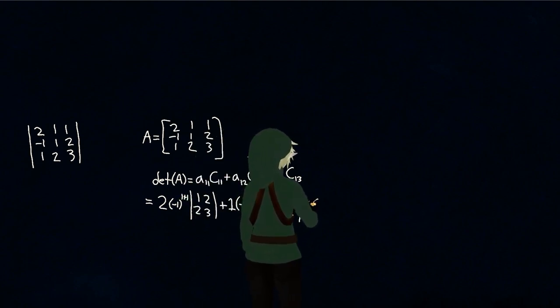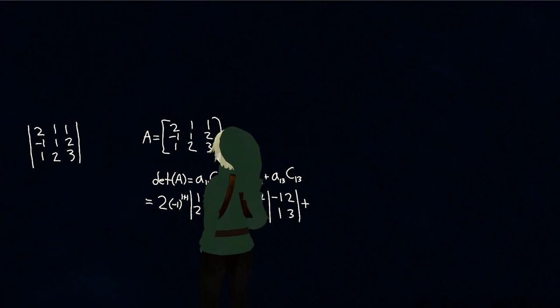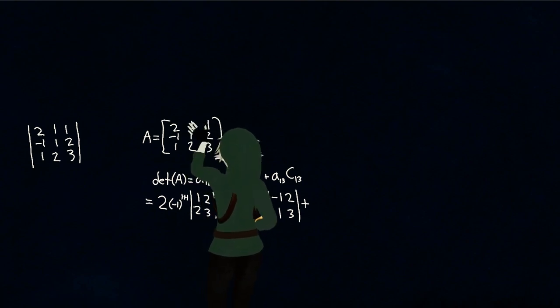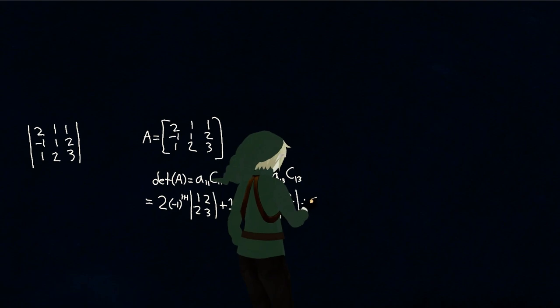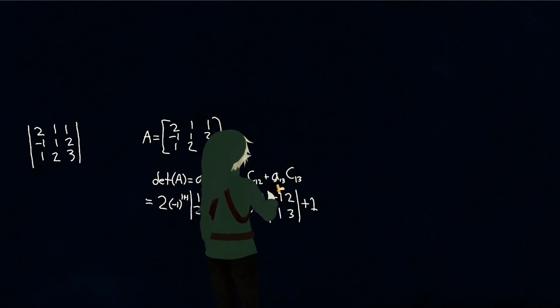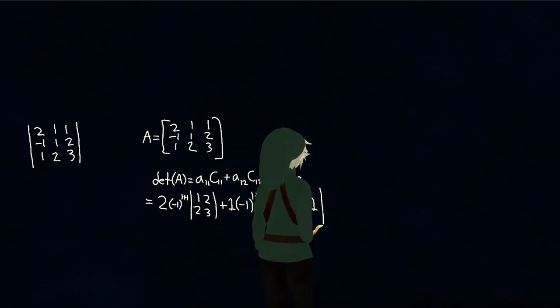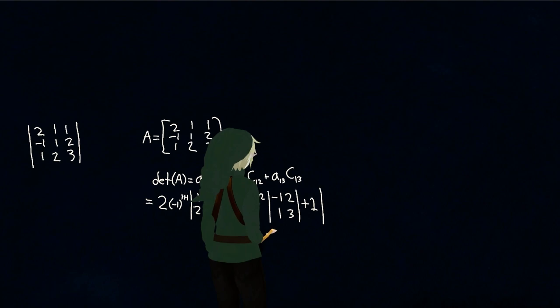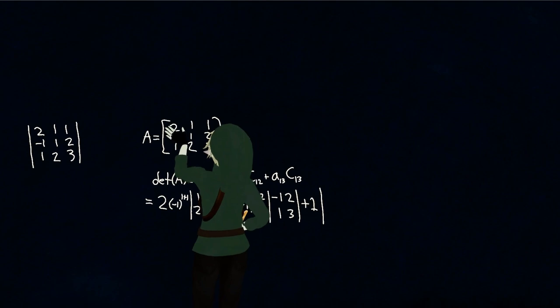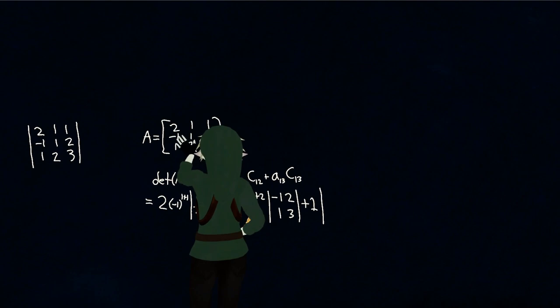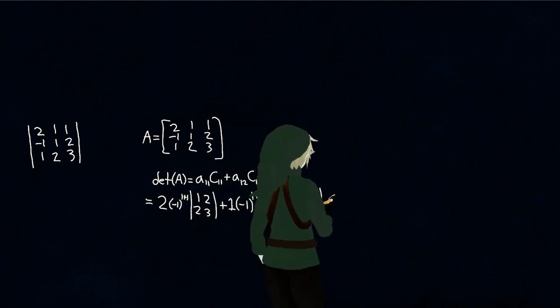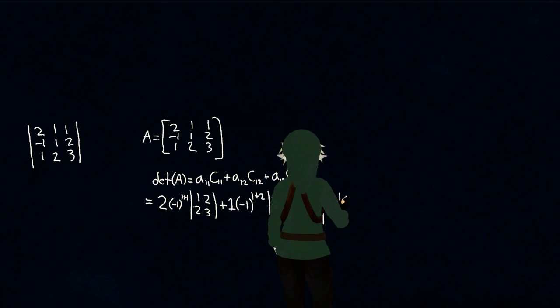Next, we have plus A13. What entry is A13? That's also here. A13 is equal to 1. We know this is positive because (-1) to the power of 4 is positive, so I'm just going to skip that. We compute the determinant of submatrix A13, deleting the first row and the third column. Our submatrix is here, so we compute the determinant of -1, 1, 1, 2.